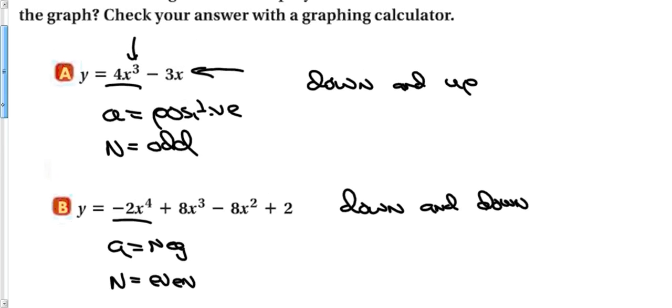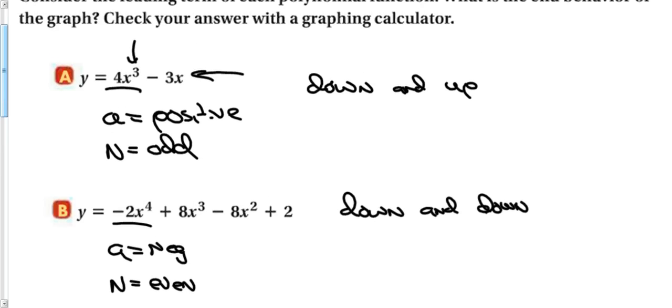And then if I want to go back to the beginning and name this polynomial in part A, it would be a cubic binomial. If I want to name the polynomial in part B, that would be a quartic polynomial of 4 terms.